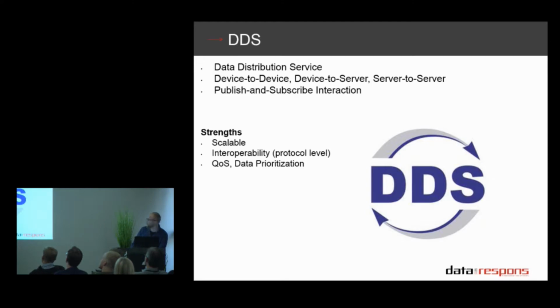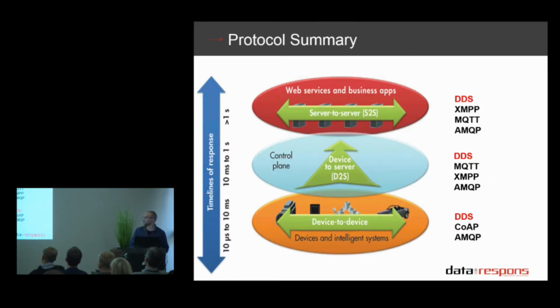So I guess what I'm trying to say is that DDS covers device-to-device, device-to-server, and server-to-server, and it scales and has QoS, which makes it huge. So you can see DDS covers everything, which is also why the protocol can be a little bit large to start grasping and look at all the possibilities of it.